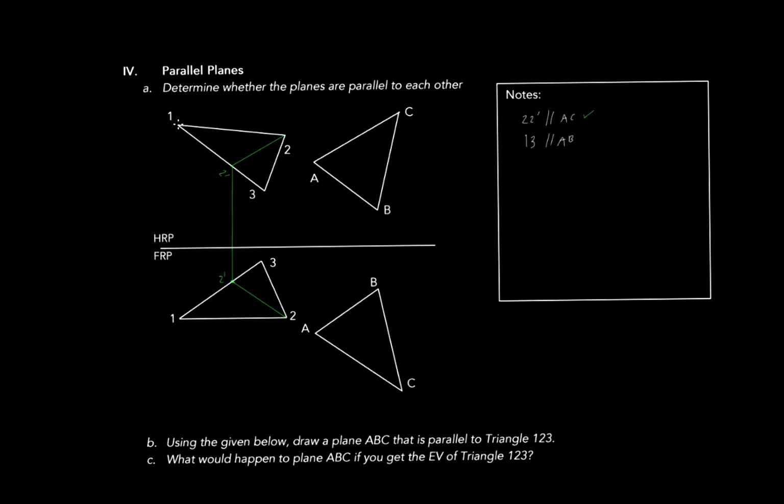Then let's check 1, 3. Oh, this is 1, 3. 1, 3 is also still parallel to AB. Therefore, I can say that triangle 1, 2, 3 is parallel to triangle ABC.